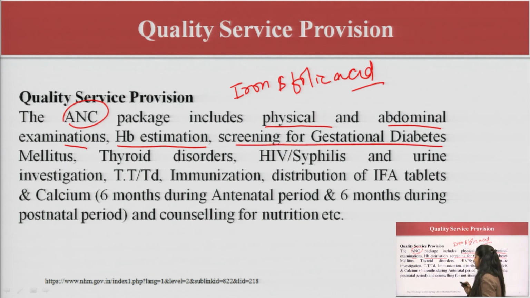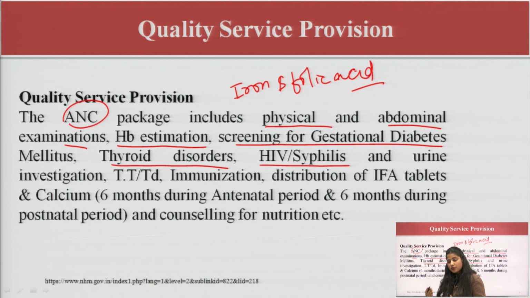Screening of gestational diabetes. In the very initial part I told you why there is death in mothers. So, one of the reasons is comorbidity. Yes, diabetic pregnant women or hypertensive pregnant women. So, these should be screened. If it is screened at an initial point, we can manage it better. Thyroid disorders, HIV and syphilis are transferable to the baby also. So, we need to screen for HIV and syphilis.